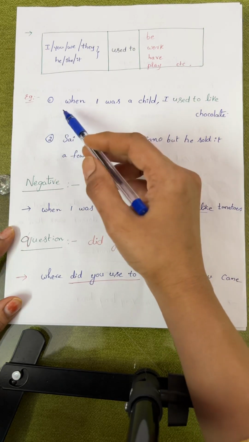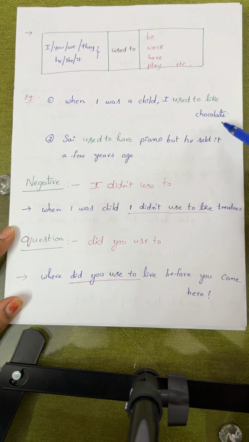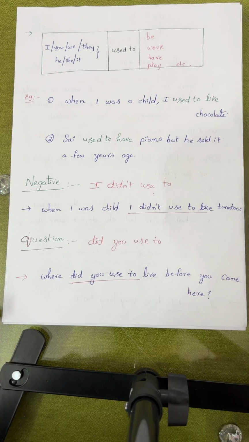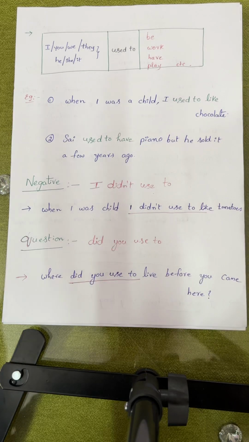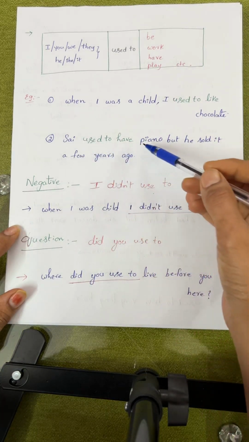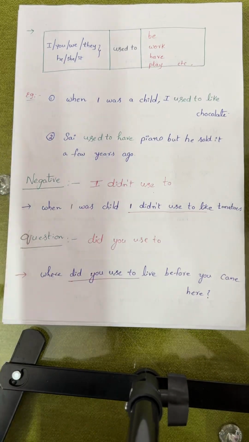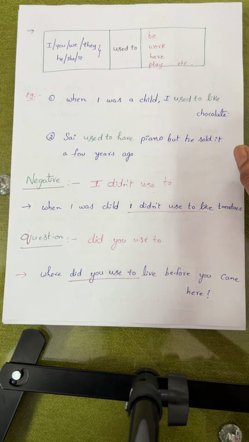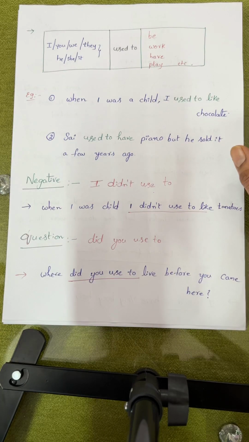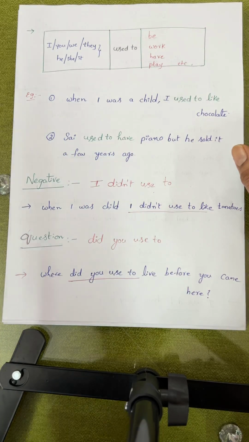Here is an example: when I was a child I used to like chocolate. When I was a child I liked chocolates, but now I don't like chocolates. Sai used to have a piano, but he sold it a few years ago. It means a few years ago Sai had a piano, but now he doesn't have a piano.